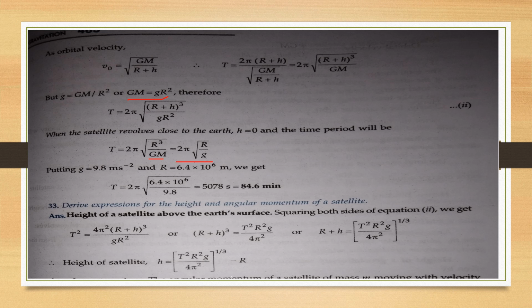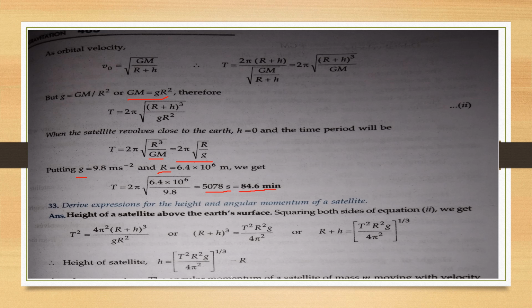Now we know the value of the small g and the capital R. So put the values. So the time period capital T in numeric form is equal to 5078 seconds, and in minutes this is equal to 84.6 minutes.